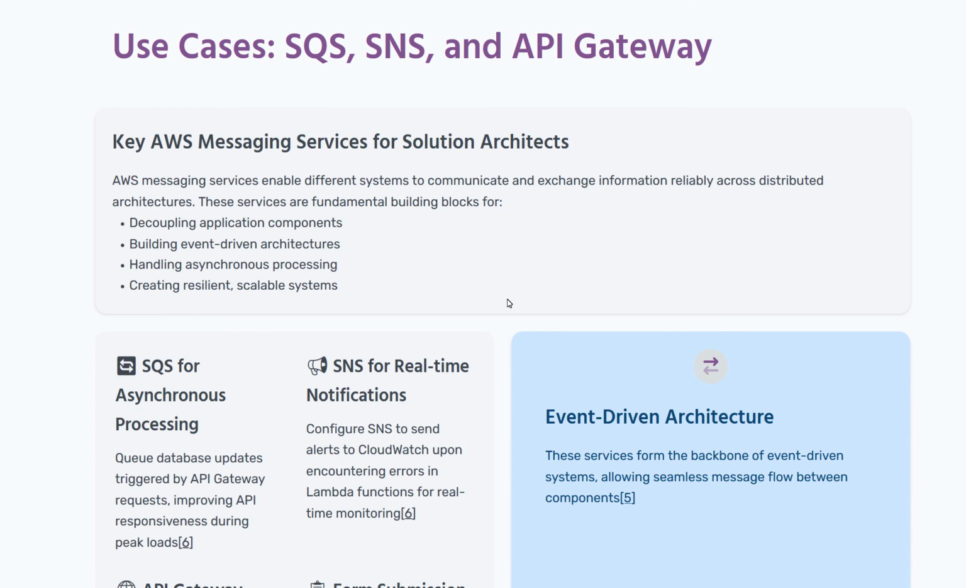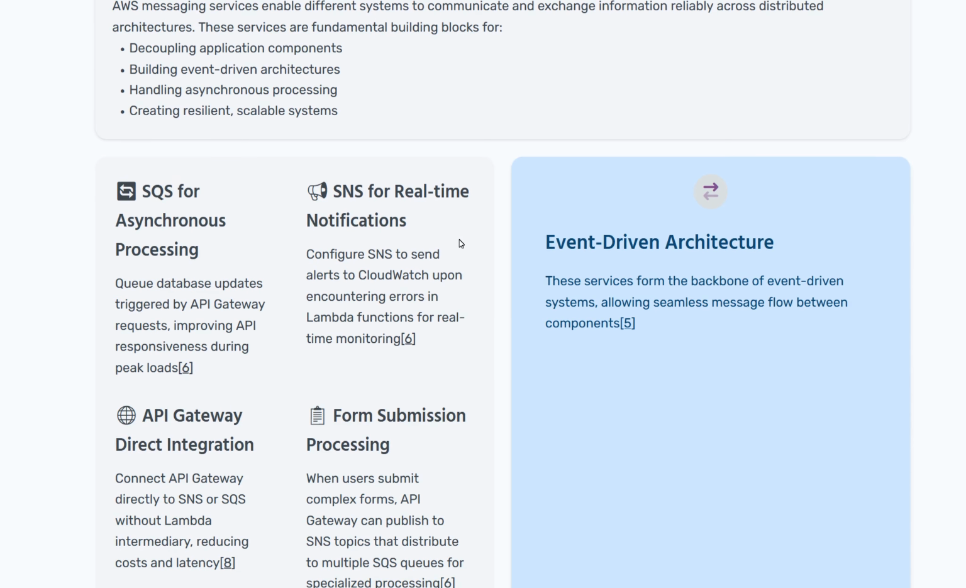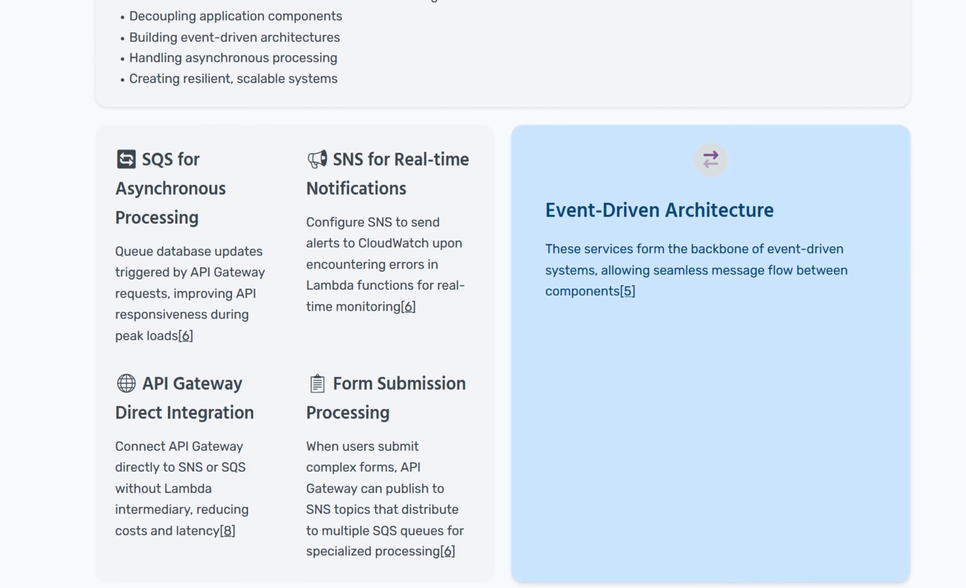So let's look into use cases such as SQS, SNS, and API Gateway. These are key AWS messaging services for solutions architects. AWS messaging services enable different systems to communicate and exchange information reliably in a distributed architecture: decoupling application components, building event-driven architecture, handling asynchronous processing, and creating resilient, scalable systems. That is how this communicates with the API Gateway.